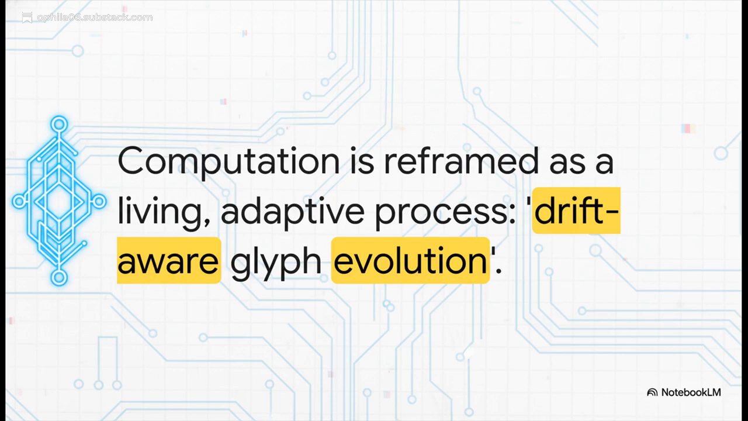So the big takeaway here, the crucial point, is that we're completely reframing what computation even is. It's not about perfect static calculations anymore. It's now drift-aware glyph evolution. It's a living symbolic process that's constantly adapting to the physical hardware it's running on.